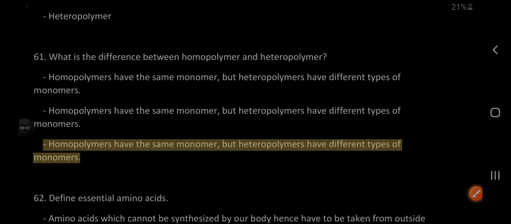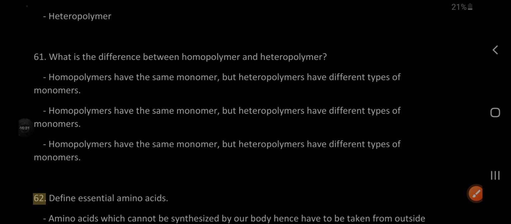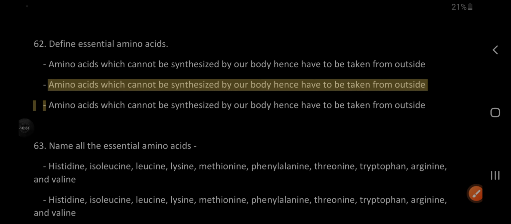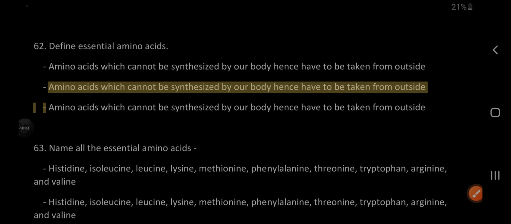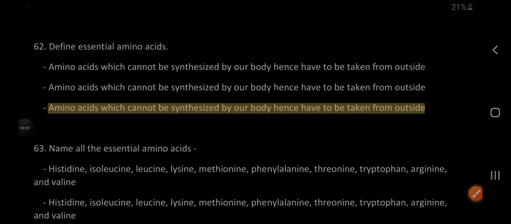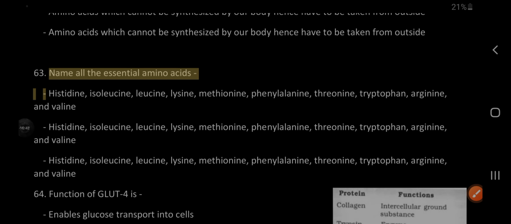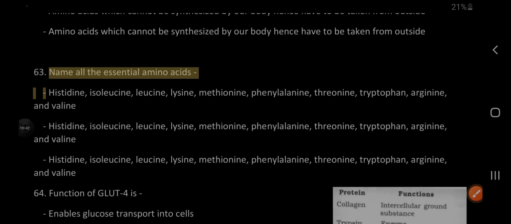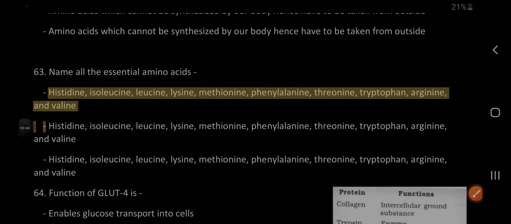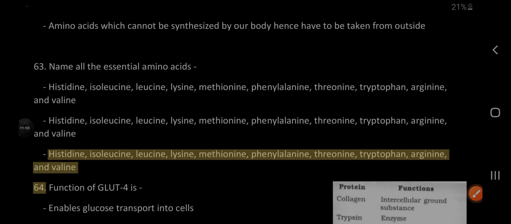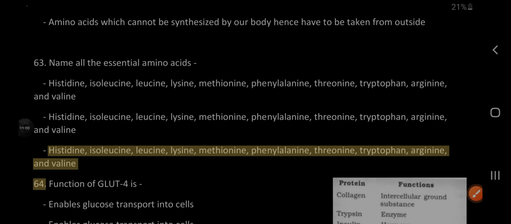62. Define essential amino acids. Amino acids which cannot be synthesized by our body, hence have to be taken from outside. 63. Name all the essential amino acids. Histidine, isoleucine, leucine, lysine, methionine, phenylalanine, threonine, tryptophan, arginine, and valine.